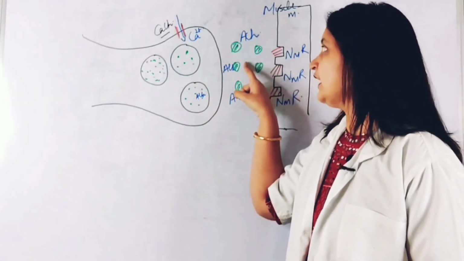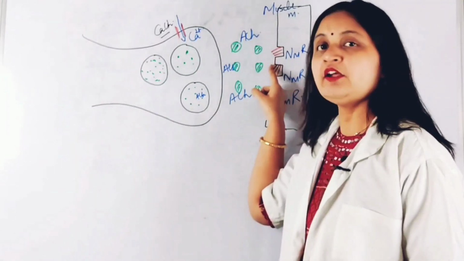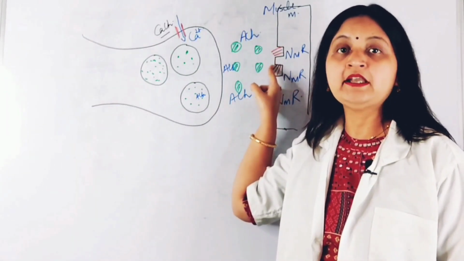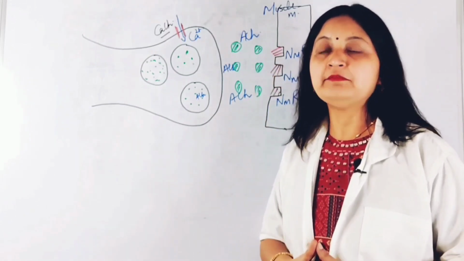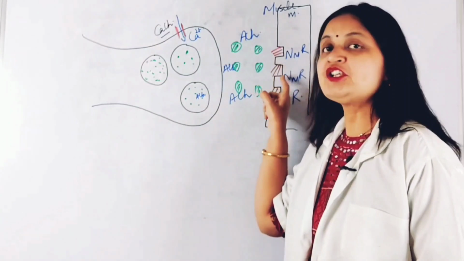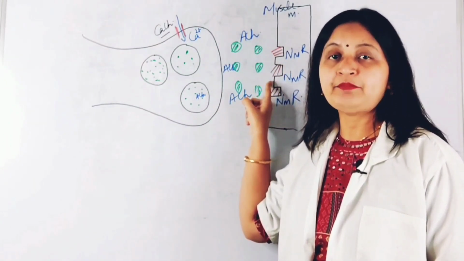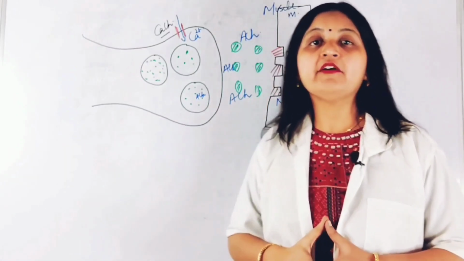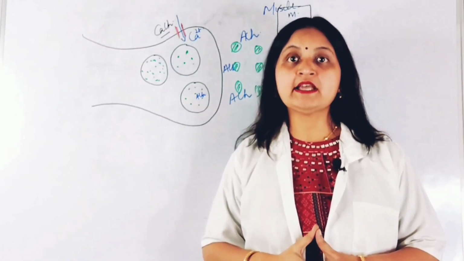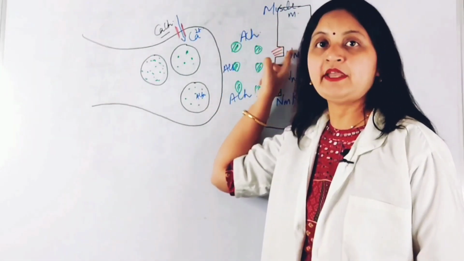The acetylcholine that is released into the synaptic cleft binds with the nicotinic receptors of the motor end plate, particularly the NM receptors of the motor end plate, causing a conformational change in the receptor. The conformational change in the receptor opens the voltage-gated sodium channels, allowing the entry of sodium ions and causing depolarization of the muscle fiber membrane.